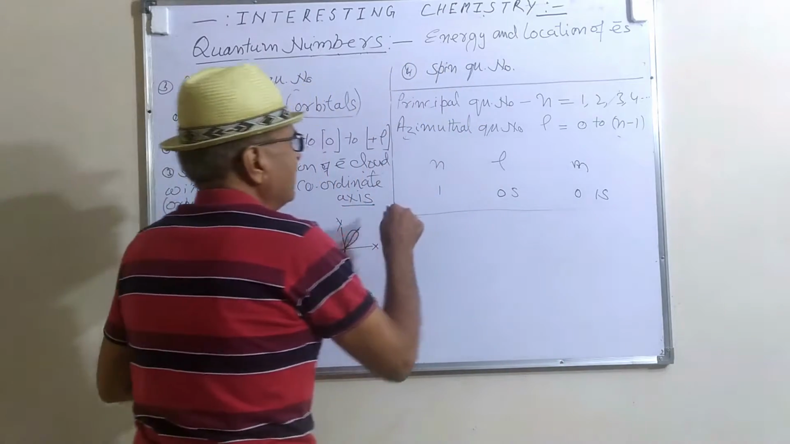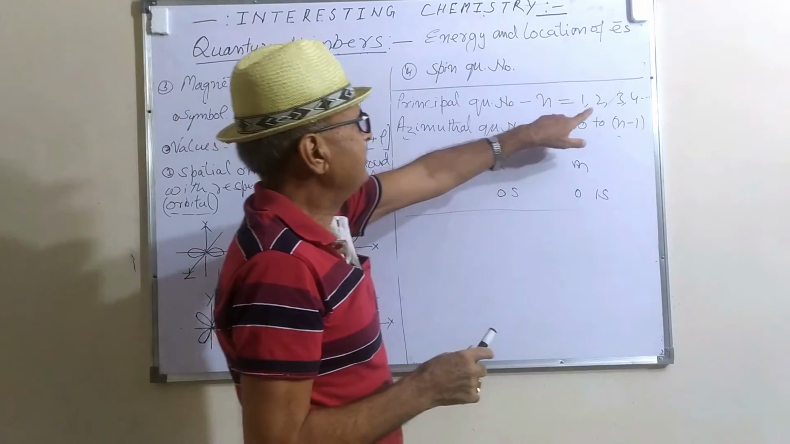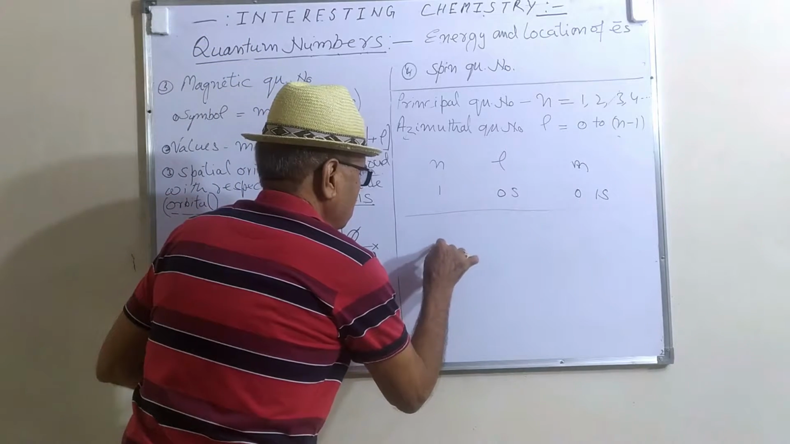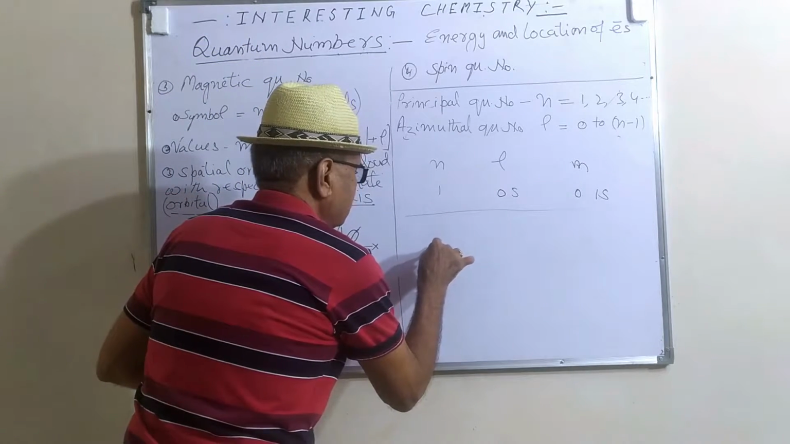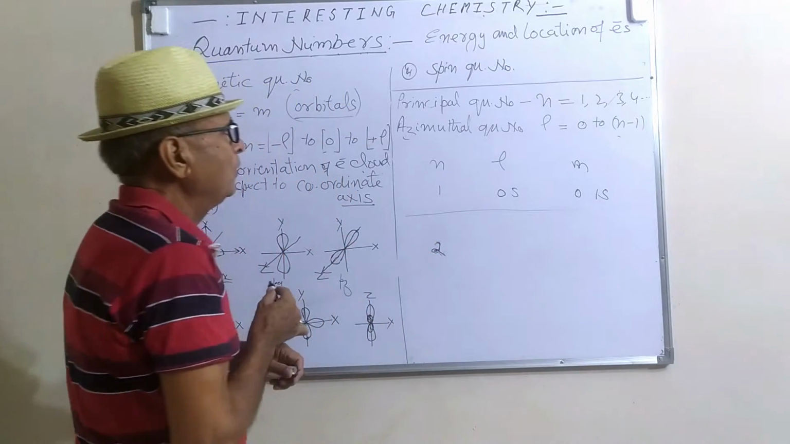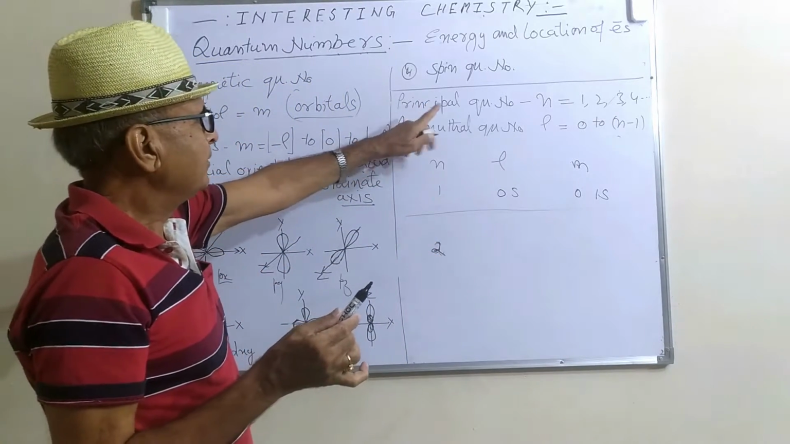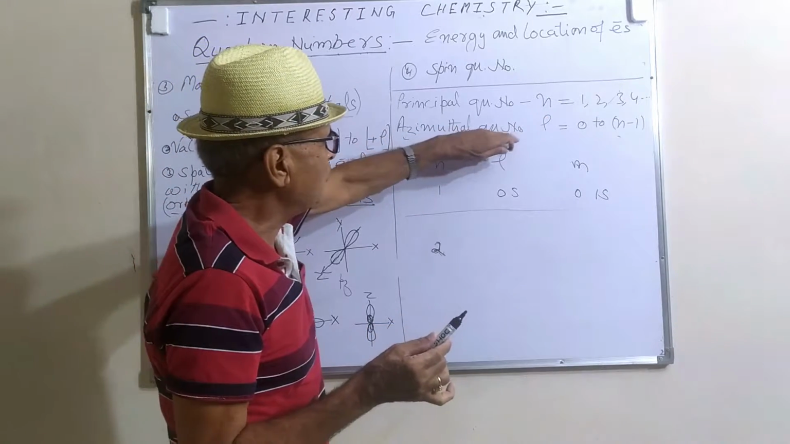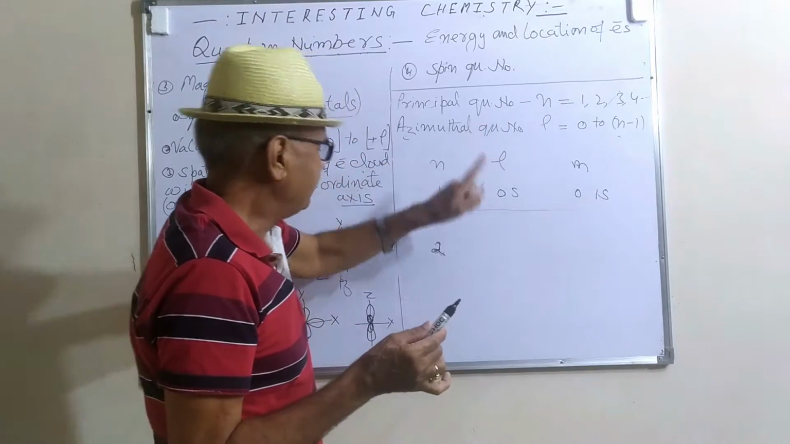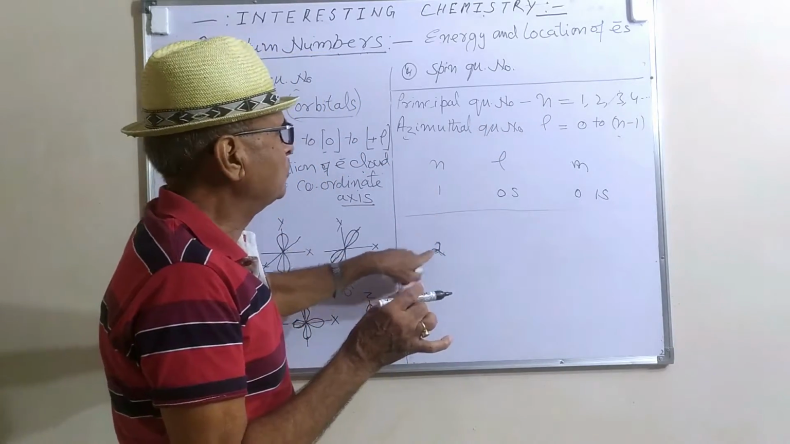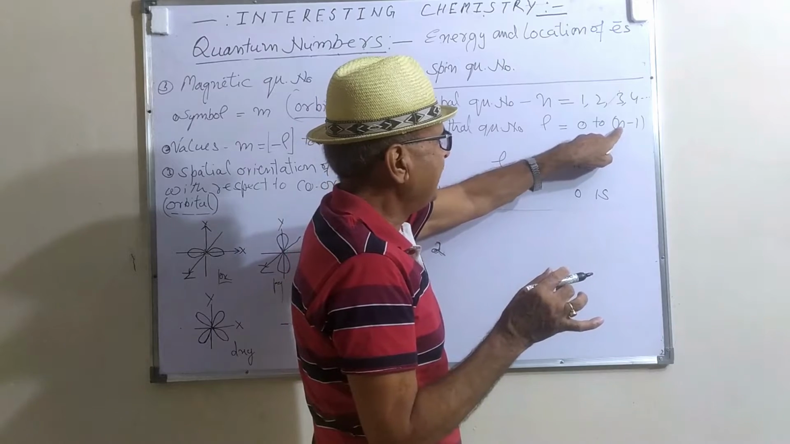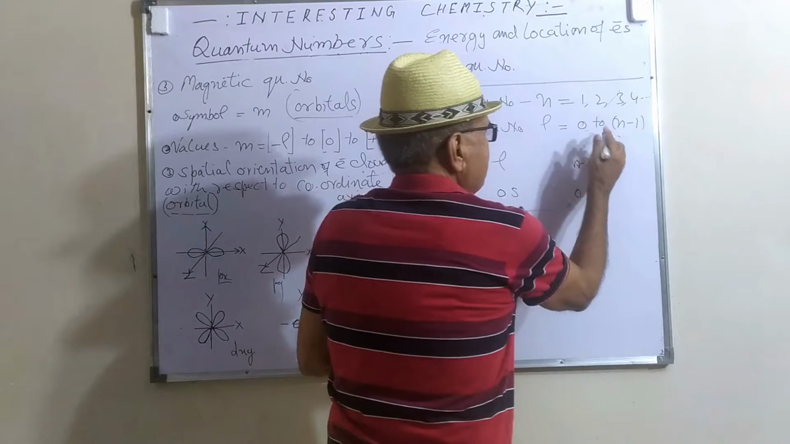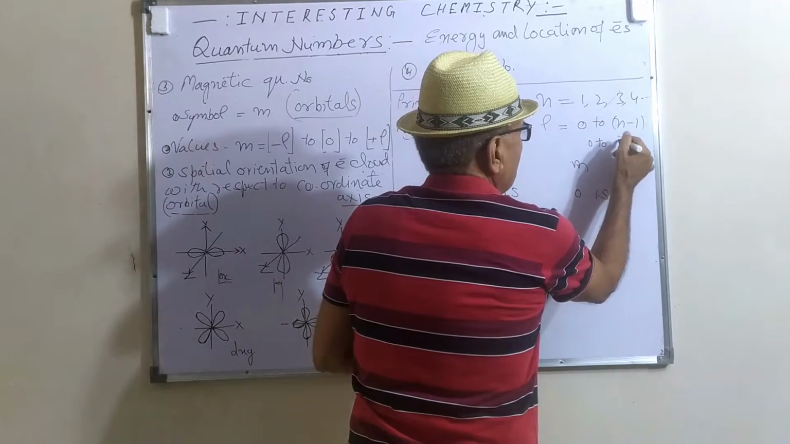Now come to the second point. For the second shell, here N is equal to 2. Then find out, this is the principal quantum number. Now you have to find the value of the azimuthal quantum number L. So here, when N is equal to 2, you will write N minus 1, 2 minus 1, so 0 to 1.